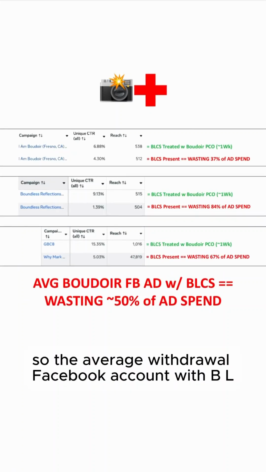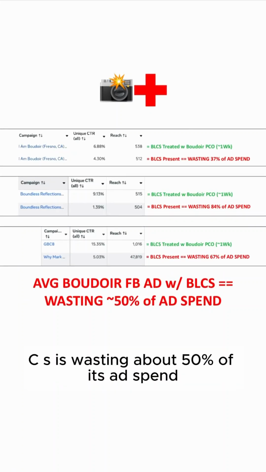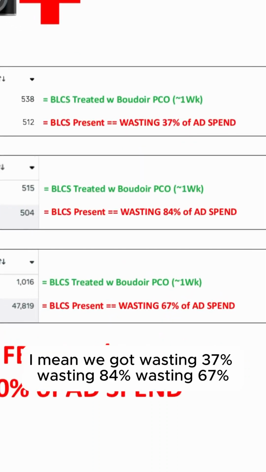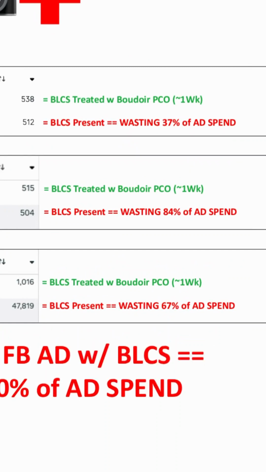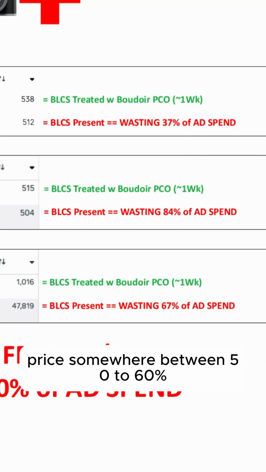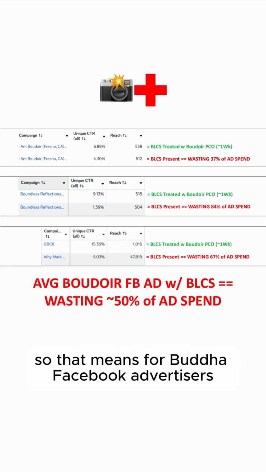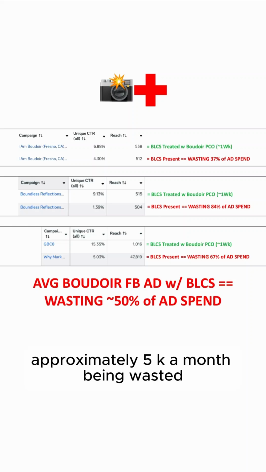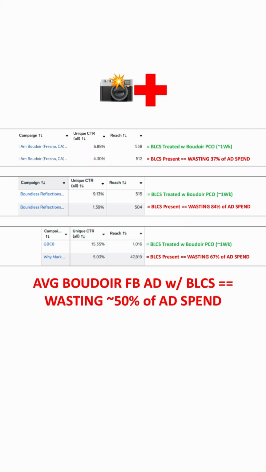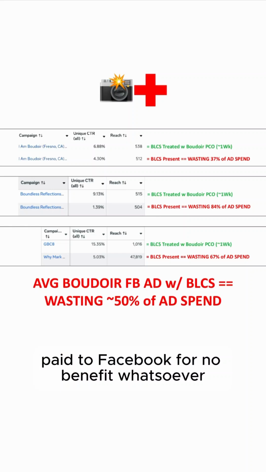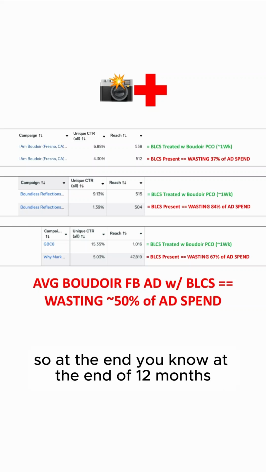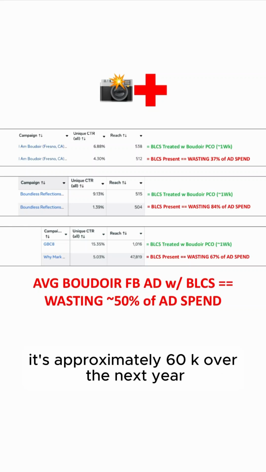So the average Boudoir Facebook ad with BLCS is wasting about 50% of its ad spend. So, look at the numbers right here. We got wasting 37%, wasting 84%, wasting 67%. Take the average of these numbers, it's probably somewhere between 50 to 60%. So that means for Boudoir Facebook advertisers spending more than 10 grand a month in Boudoir Facebook ads, literally off the rip, approximately 5K a month is being wasted, paid to Facebook for no benefit whatsoever. And that's every single month. So at the end of 12 months, it's approximately 60K over the next year.